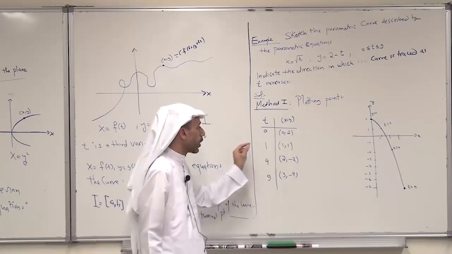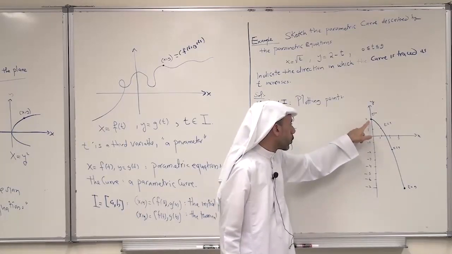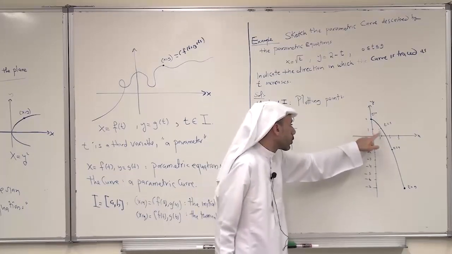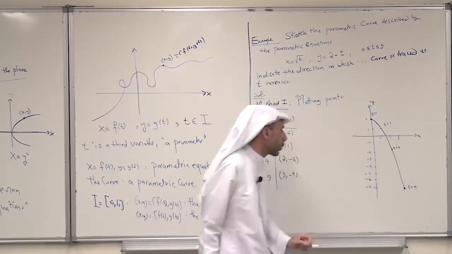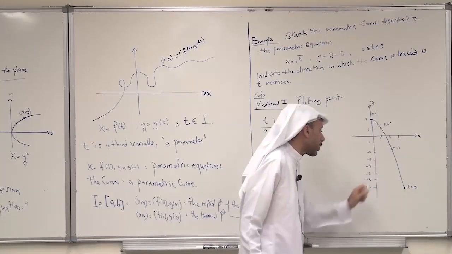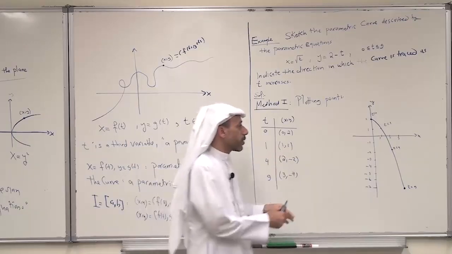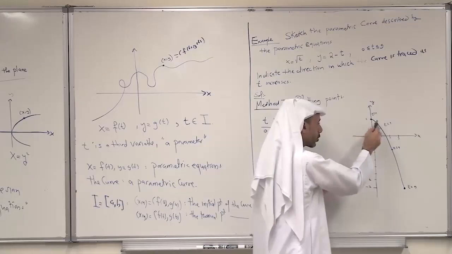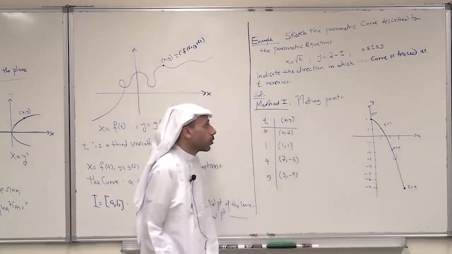In the xy plane, try to locate these points. So here, at t equals 0, we have this point, 0, 2, and at t equals 1, we get this point, 1 and 1. When t equals 4, we get this point, which is 2 and minus 2. When t equals 9, we get this point, which is 3 and minus 7. For the direction, it is obvious that when we start from t equals 0, 1, 4, 9, then the direction on the curve is the following. This is the direction on the curve.